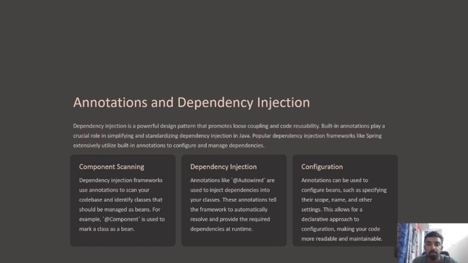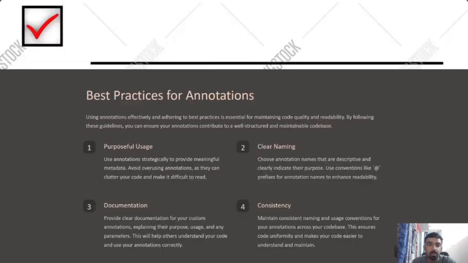Dependency injection annotations like @Autowired are used to inject dependencies into your classes. These annotations tell the framework to automatically resolve and provide the required dependencies at runtime. Configuration annotations can be used to configure beans, such as specifying their scope, name, and other settings. This allows for a declarative approach to configuration, making your code more readable and maintainable.